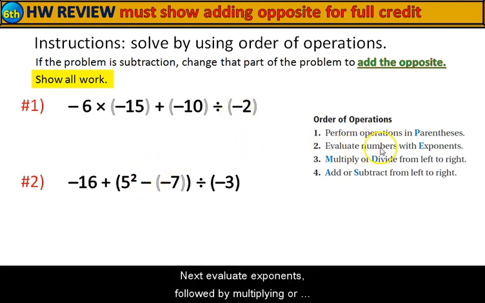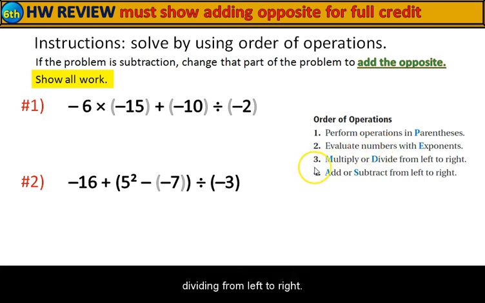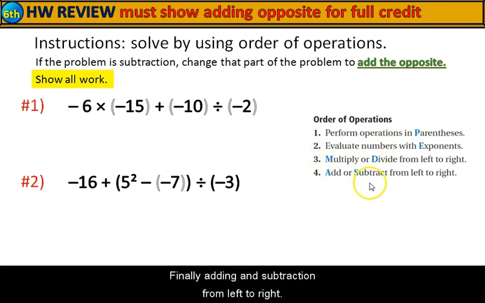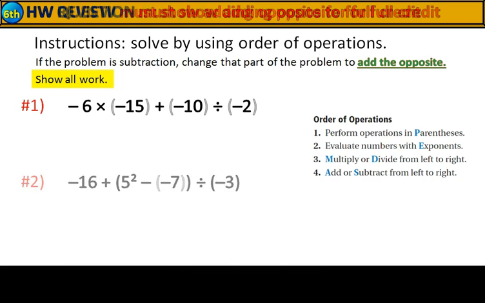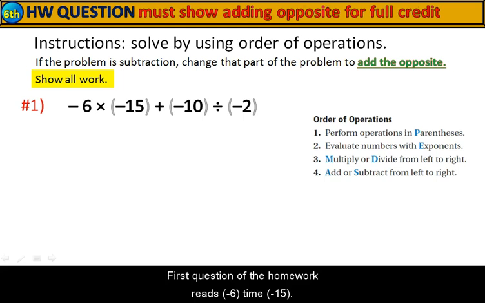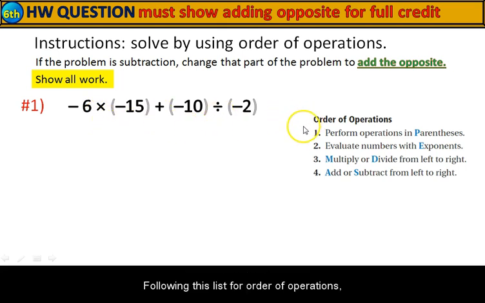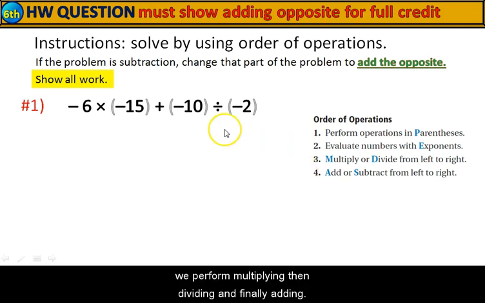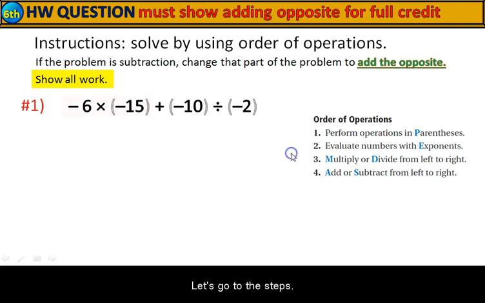Next is to evaluate exponents, followed by multiplying or dividing from left to right, and finally adding and subtracting from left to right. Let's go over question 1. The first question from the homework reads, negative 6 times negative 15 plus negative 10 divided by negative 2. We can see that there is multiplying, adding, and division. Following this list of order of operations, we'll perform multiplying, then dividing, and finally adding. Let's go through the steps.